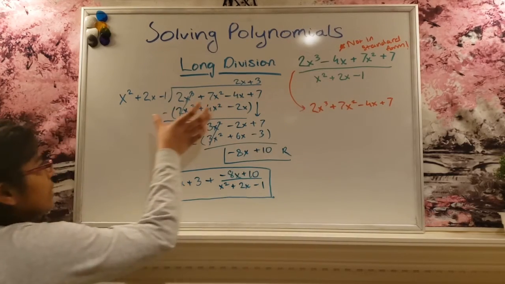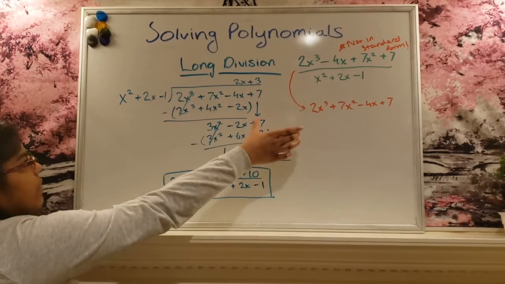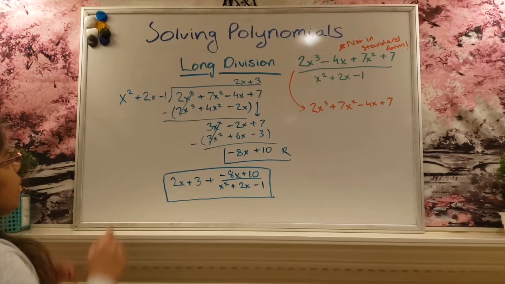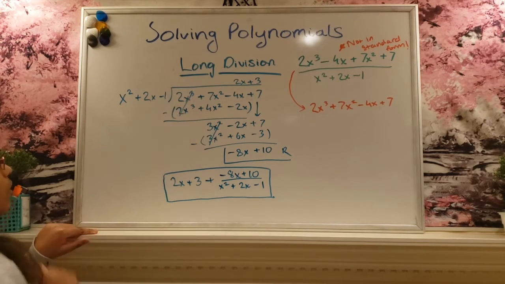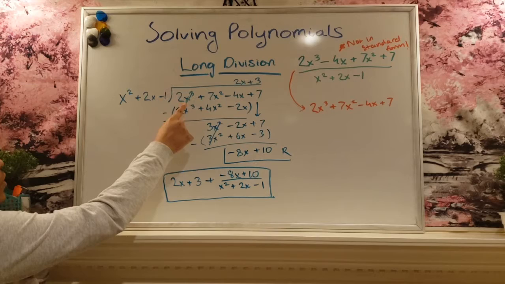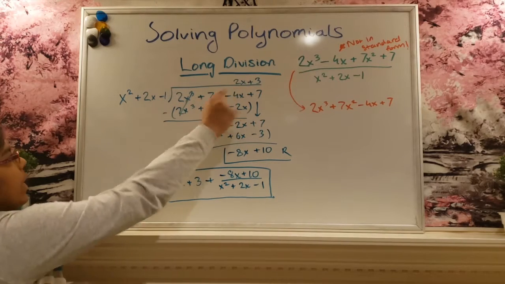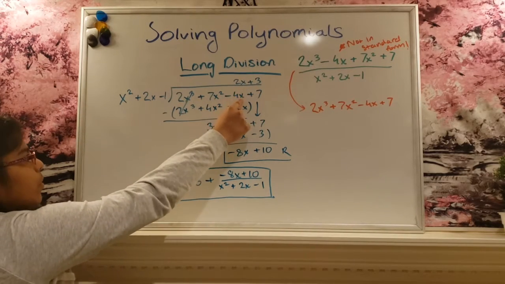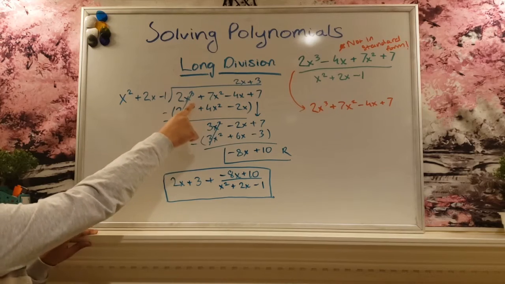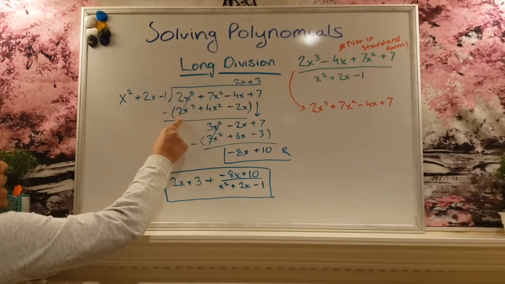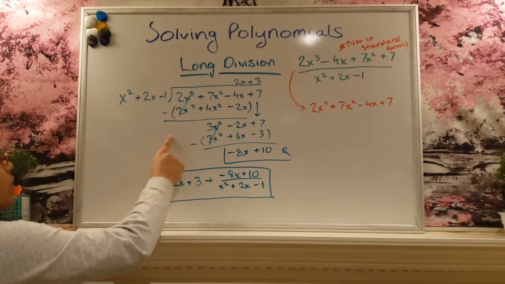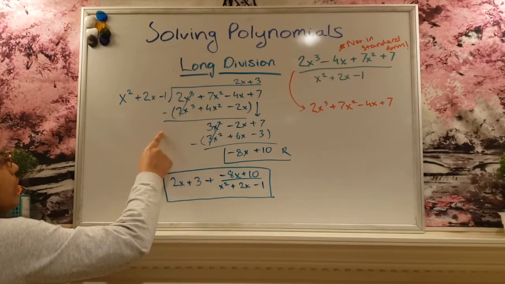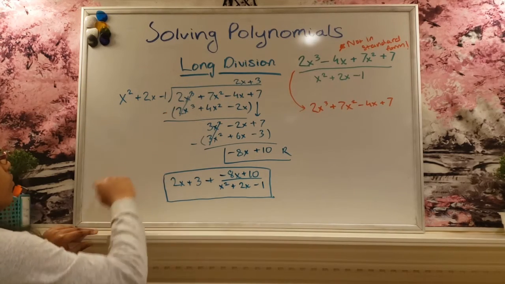Now we format this in the same way that we have done with basic long division. Our first terms are here. x squared goes into 2x cubed 2x times. So we put that above the like term. We bring this down. 2x times x squared is 2x cubed. We subtract these so they cancel out.